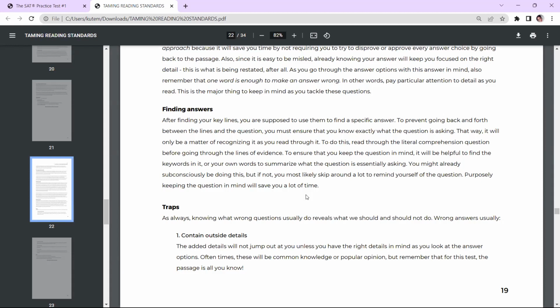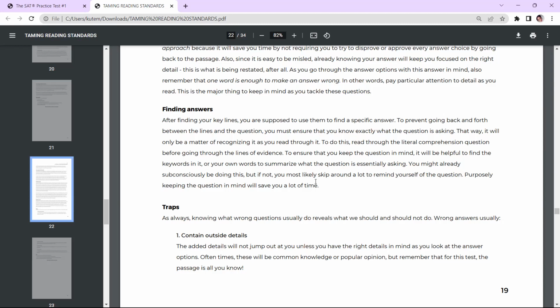So always keep that in mind that even one word is enough. So you have to be very specific. You have to pay attention to detail. And there'll be no point, and this applies to all sections, where you have to make a concession and say, okay, but this answer is at least better than the others. Even though some part is wrong, it's still better. You will never ever have to do that.